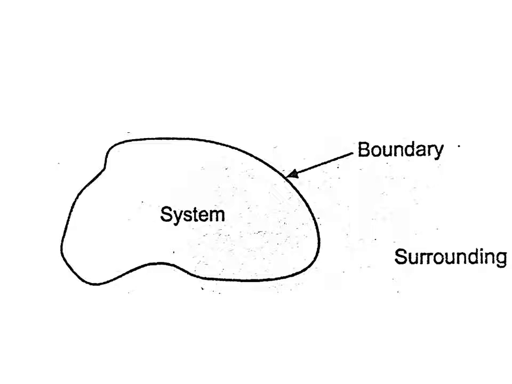This is a basic diagram of system and surrounding. In this diagram you see system, boundary and surrounding. System means it is a specified region where a transfer of energy or mass can be done. Boundary, it may be a real or imaginary surface. Surrounding, the region outside of the boundary is known as the surrounding. Universe, all put together is known as the universe.